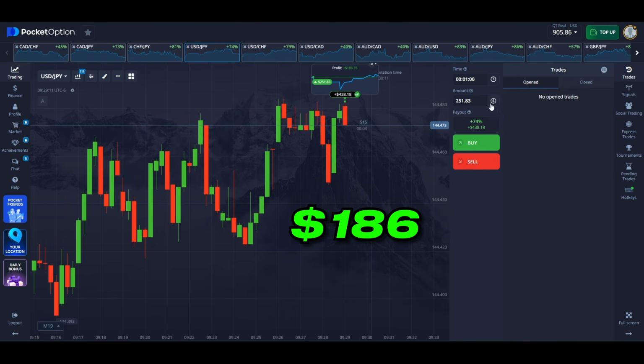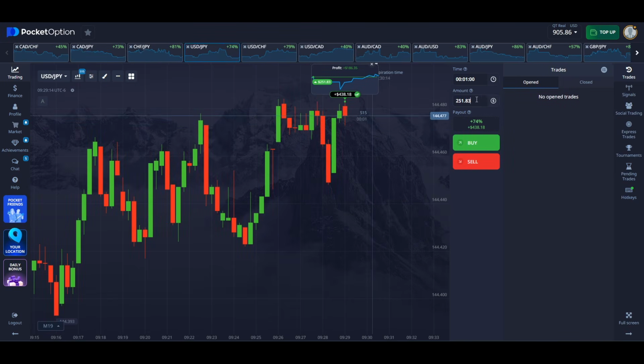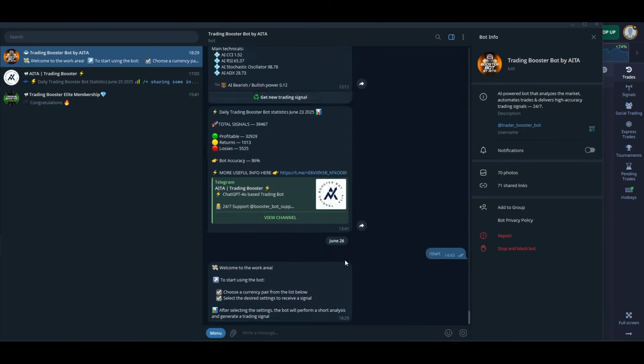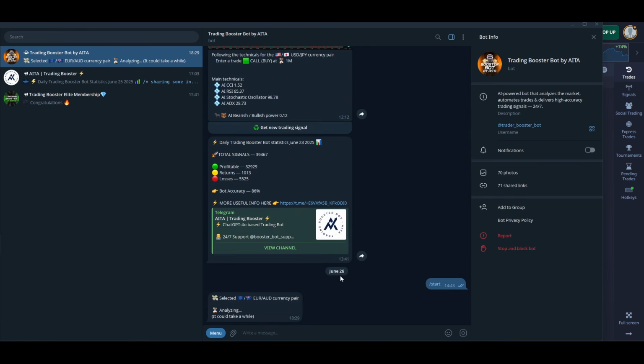So, as you can see, I've already almost doubled my deposit. And now we can even focus not on percentages, but just on the amount. So, the next trade will open for 400 bucks. Now I choose the euro to Australian dollar currency pair. And the trade time is also 1 minute.